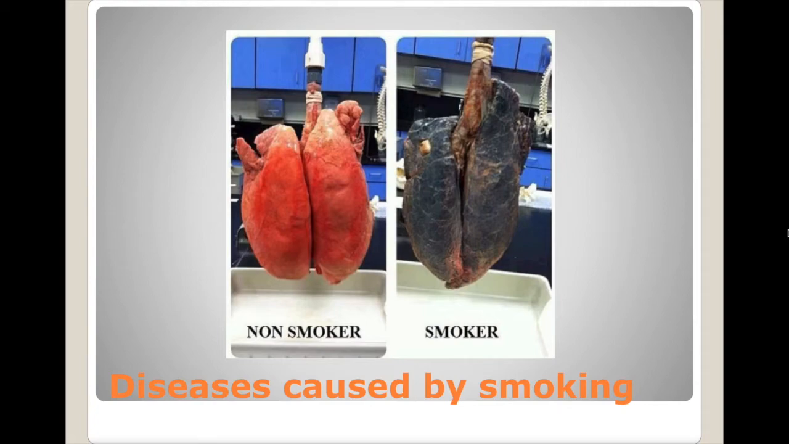So, diseases caused by smoking. Here's a sample of lungs on the left. You can see these are lungs of a person. Obviously, the person is no longer alive. However, this is the lungs of a person who was not a smoker. And on the right, you have the lungs of a person who was a smoker. You tell me, which ones do you prefer?